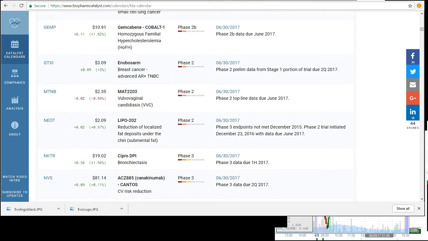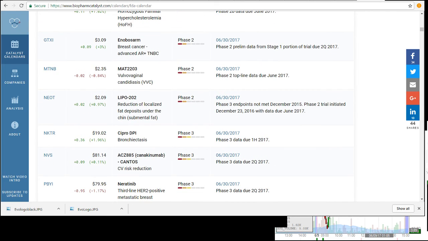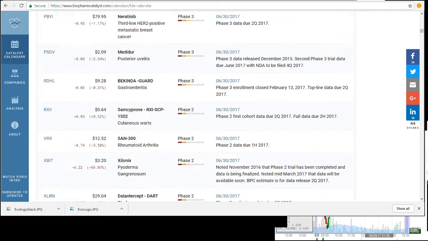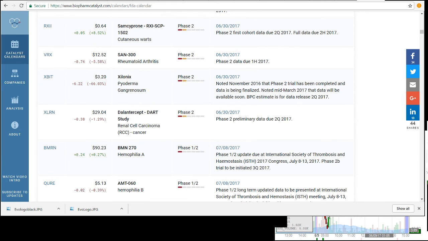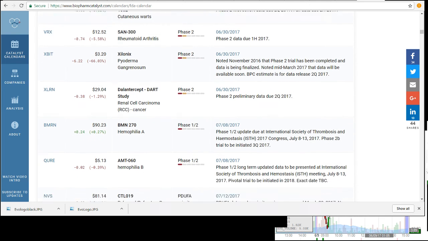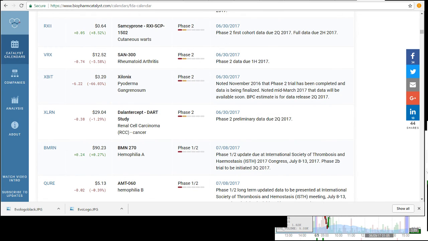You've got GIMP, GTXI, a couple of ones that I've been looking at. Where's that? PBYI. This was a previous runner that could really make some room. You've got RXII. This is a big PR momo. This one's been running over the past couple days. You've got this XBIT. This one's coming up.